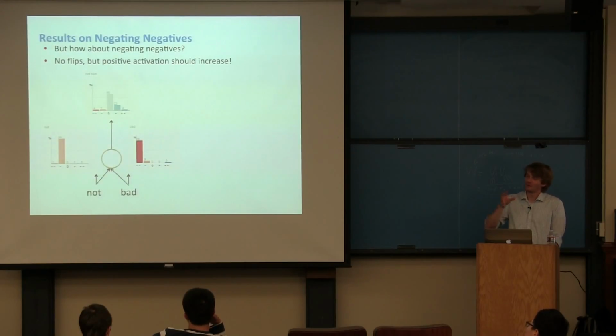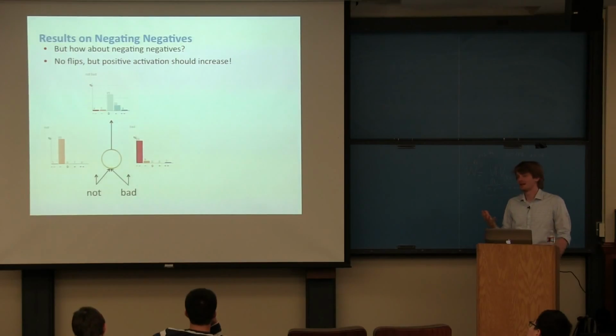Fortunately, we then went ahead and created another data set, a subset of this data, where we had negative sentences and then we negated those. And what you ideally would see there is that the neutral probability increases and the positive probability increases. So here we have an example, not. Not as a negation by itself is often slightly negative. Bad by itself is predicted to be very negative.